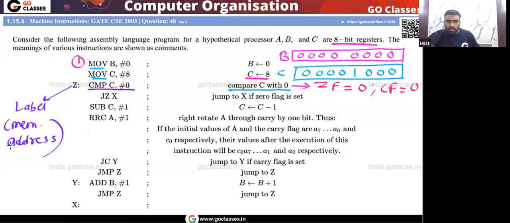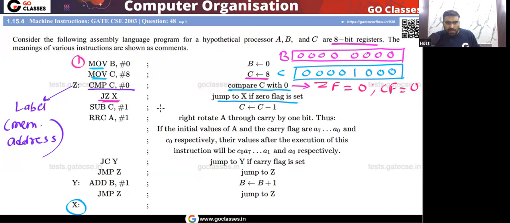Is this clear? So these are the three instructions. Very simple. What is the next instruction saying? The next instruction is saying jump if Z. Jump if Z means jump to X if the zero flag is set. Okay, this is the meaning. Jump to location X. This is the location X. Jump here if the zero flag is set. But you can see the zero flag is not set.